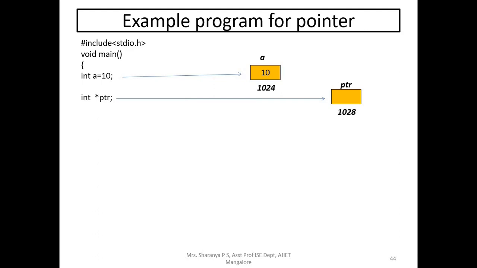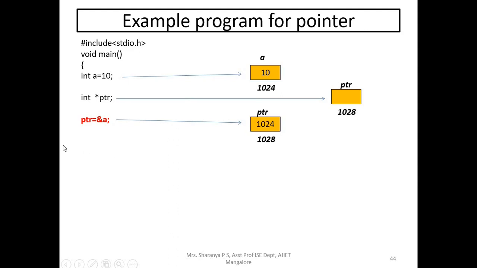That is, it will hold some address in the next step. We do that by initializing the pointer, that is ptr equal to ampersand of A. This ampersand of A is nothing but the address of A. The address of A here is 1024. Now 1024 will be stored in this pointer variable. If you look at the diagram here, ptr is a pointer variable which has the memory location 1028, and the value stored in it is 1024, which is the address of the variable A. This is what we mentioned with respect to pointers.